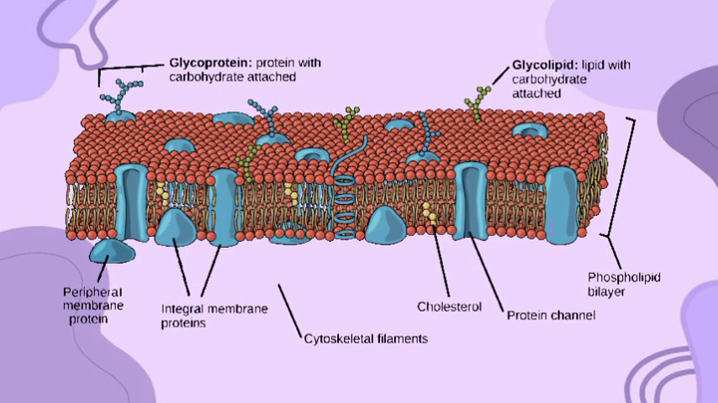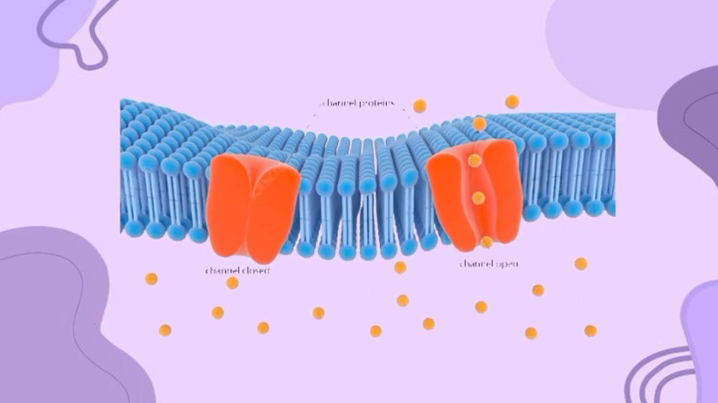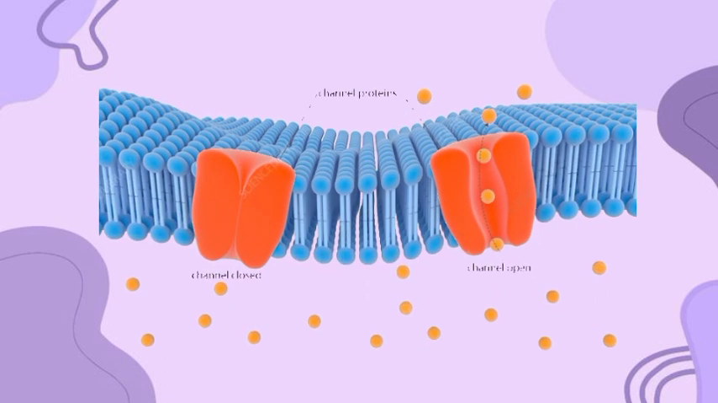Lastly, we have the two components of a phospholipid bilayer, which are the protein channel and the cholesterol. A channel protein is a special arrangement of amino acids which embeds in the cell membrane, providing a hydrophilic passageway for water and small polar ions. Like all transport proteins, each channel protein has a size and shape which excludes all but the most specific molecules.